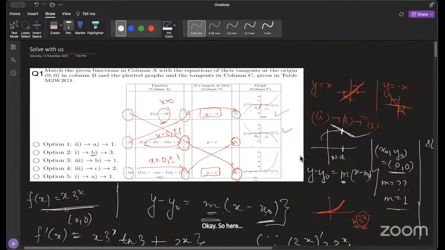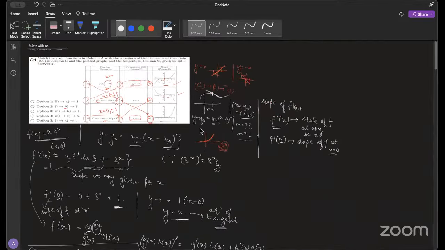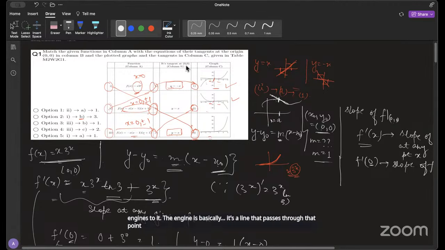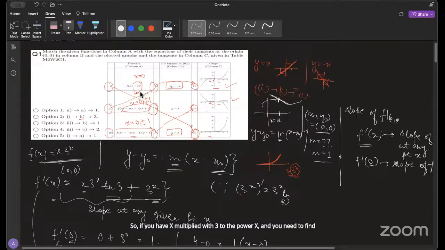So here in the first question, you had functions and graphs. So let's just zoom. I'm not going to write anything else now. So this is a given function to you. You've been given some functions and then the slopes, the tangents to it. The tangent is basically a line that passes through that point. So the point is 0, 0, and your functions are these. So if you have x multiplied with 3 to the power x, and you need to find, let's just do this for 1, and then the rest you can understand, right?